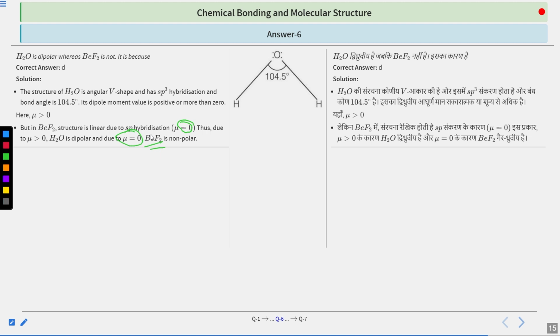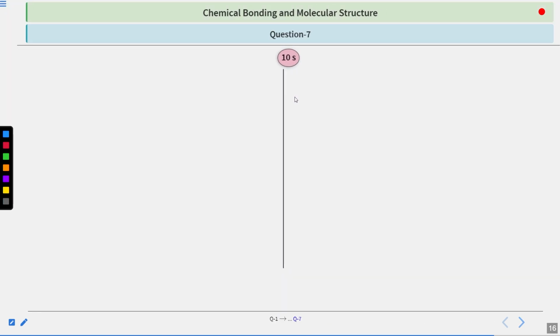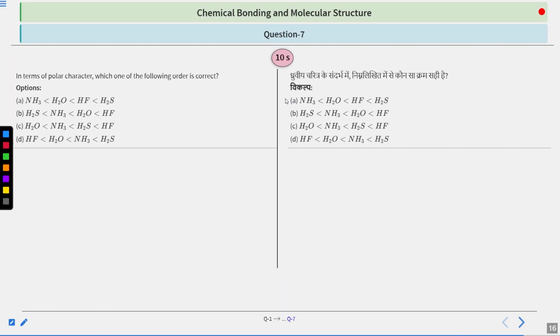Moving on to the last question. Question number 7. So this is basically your BeF2, you can see it very clearly, and this is your H2O. Question number 7 says that in terms of polar character, which one of the following orders is correct? Your options are A, NH3, H2O, HF, H2S. B, H2S, NH3, H2O, HF. C, H2O, NH3, H2S, HF. And D, HF, H2O, NH3, H2S. So you have 10 seconds to solve this question. Your time starts now.